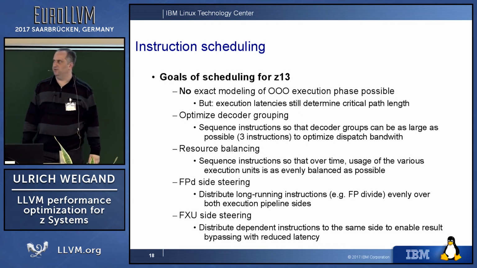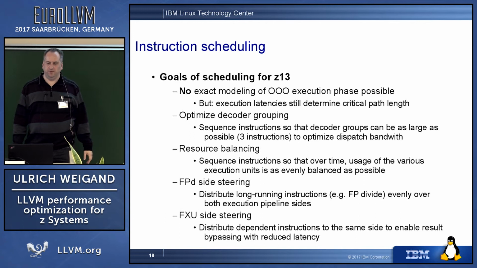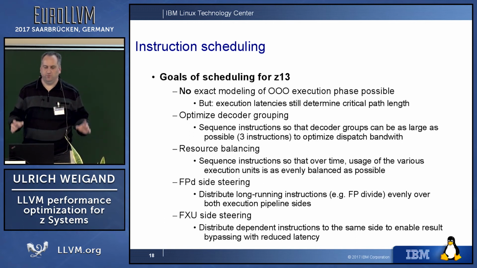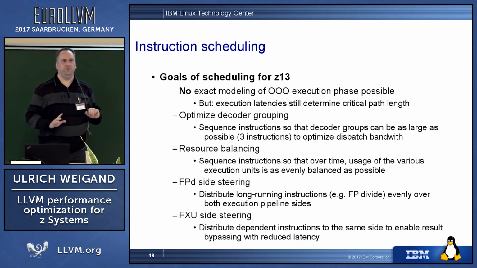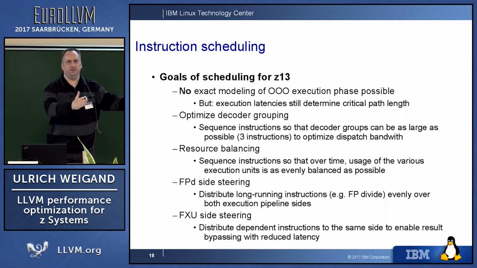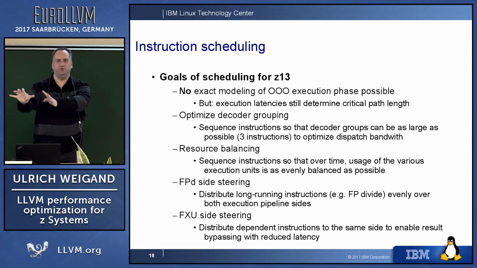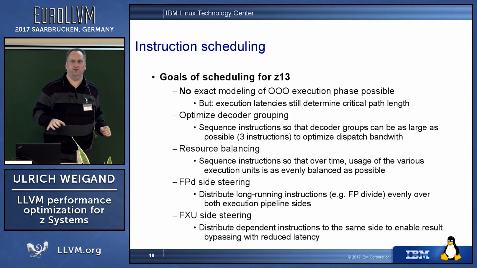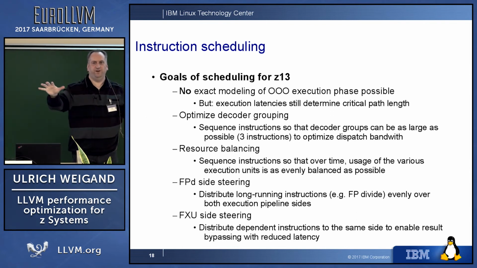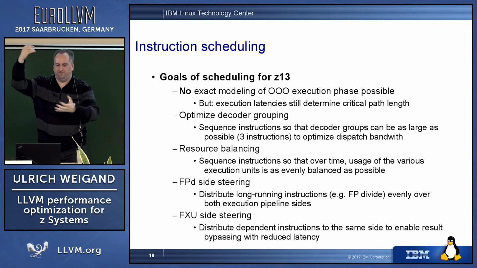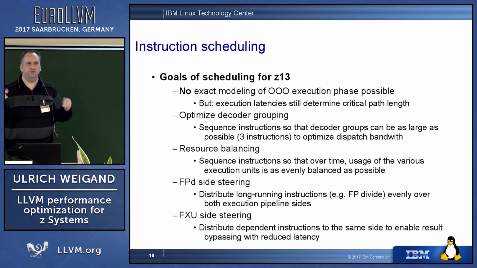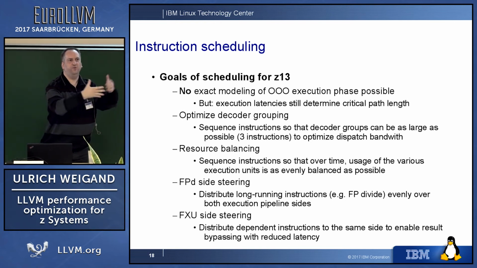You also want to, even though you can't do exact execution phase modeling, do sort of a rough balancing so you don't have 1,000 vector operations and then 1,000 integer operations, because the best out-of-order engine can't look that far ahead. So you want to do some rough balancing, so you offer opportunities for all of the units to do something.